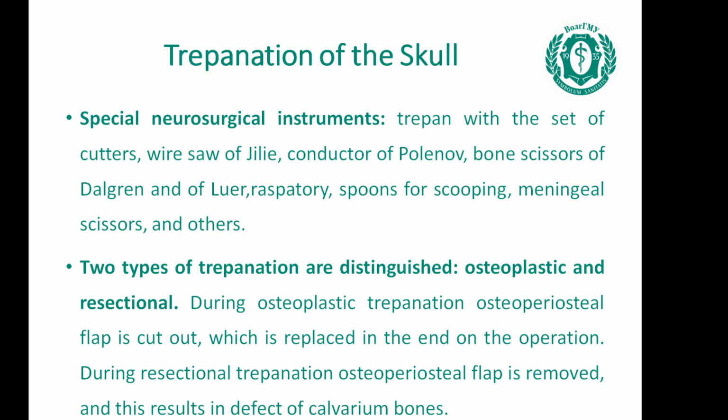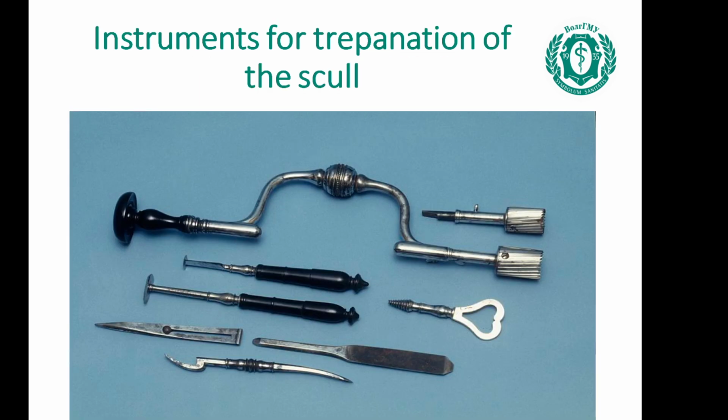Two types of trepanation are distinguished. They are osteoplastic and resectional. During osteoplastic trepanation, an osteoperiosteal flap is cut out, which is replaced at the end of the operation. During resectional trepanation, the osteoperiosteal flap is removed, and this results in a defect of the calvarium bones. Here you can see the instruments for the skull trepanation.